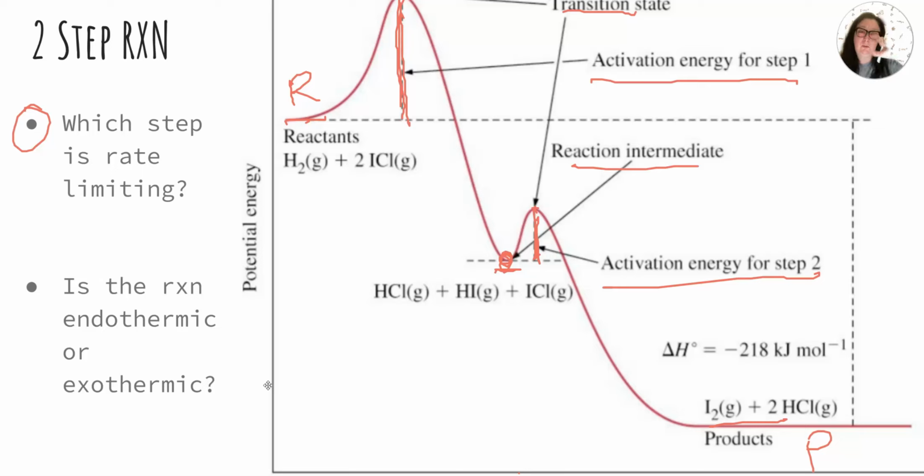We're looking for the one with the greatest distance between where it starts and the top of the hill. So for this one, step number 1. So which is the rate determining step? Step number 1 is the slow step. Why? Because it has the greatest distance from where it starts, which is here, to the top of the peak, which is the transition state, also known as the activated complex.